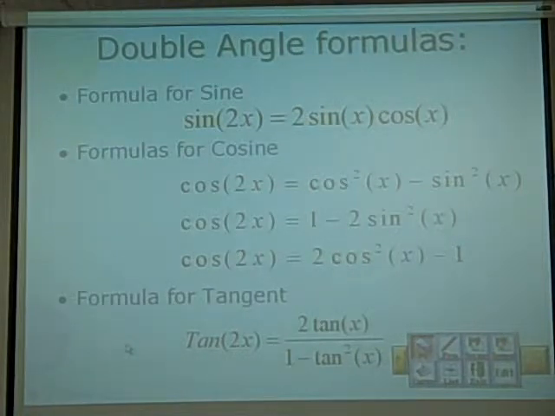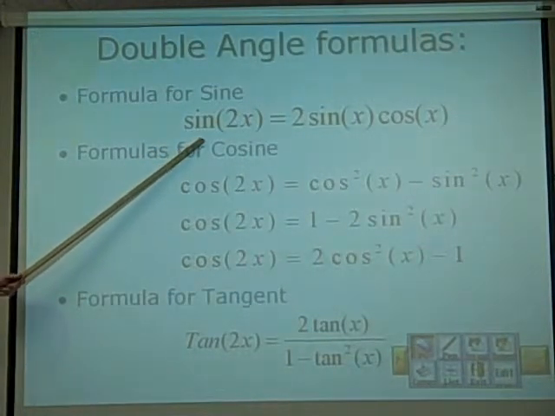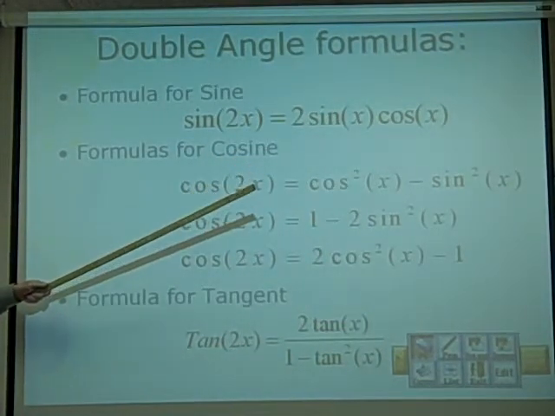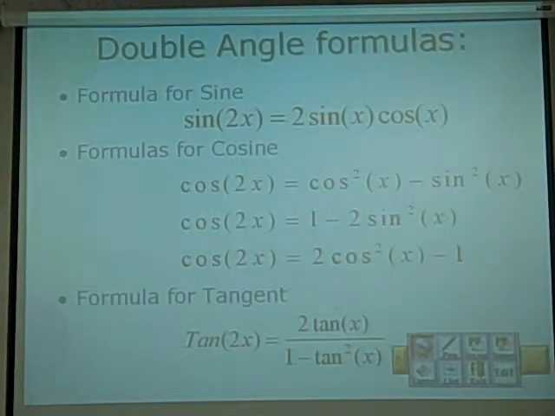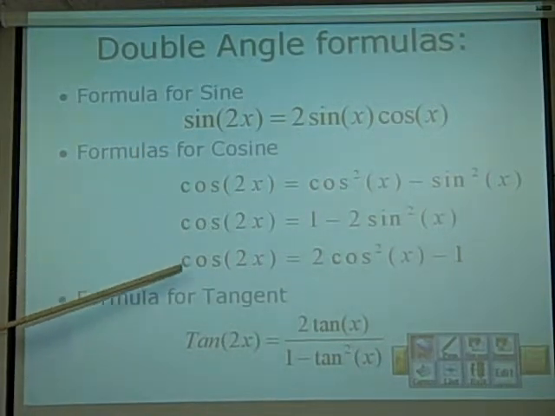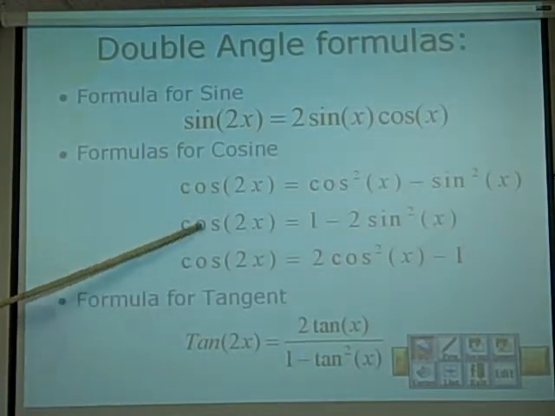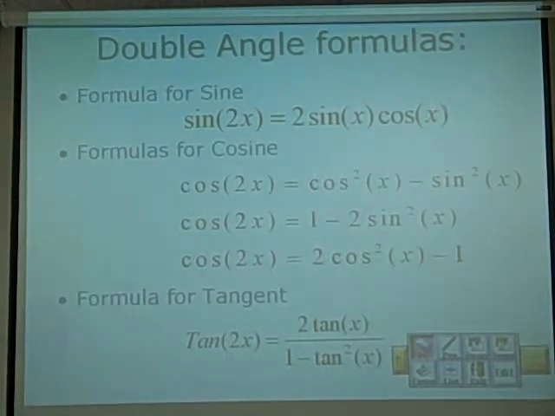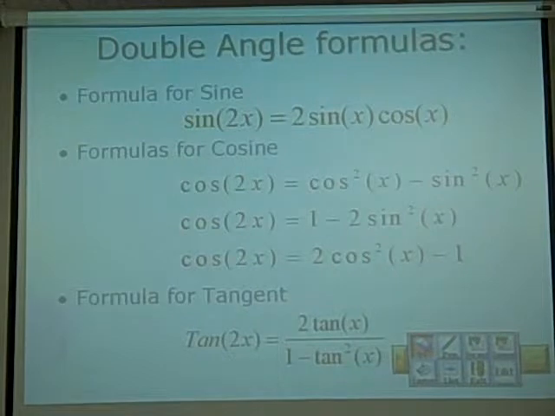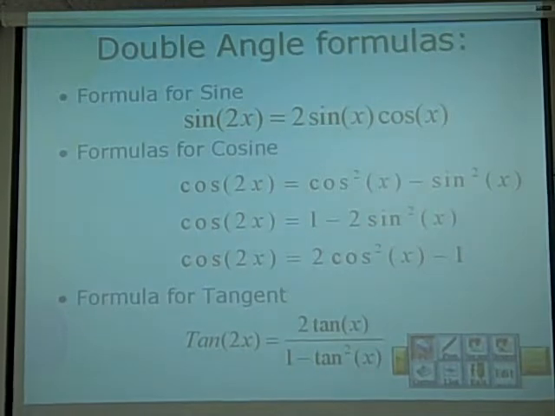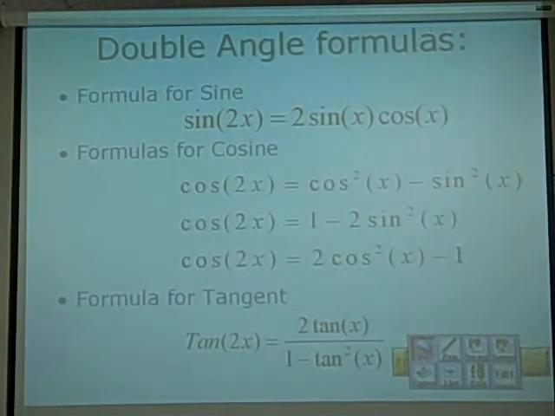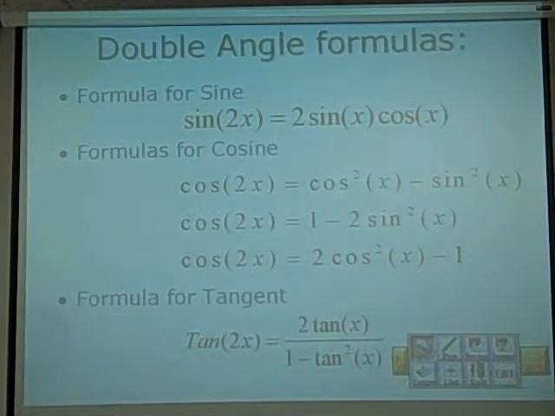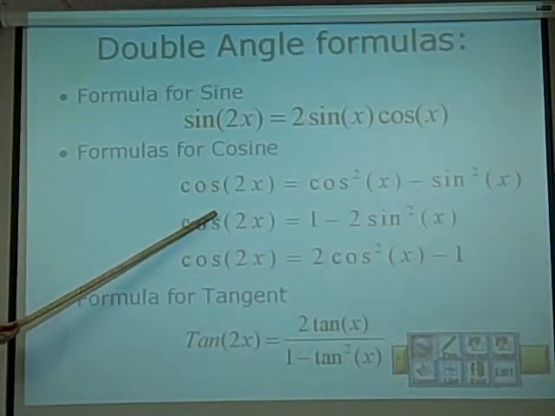Okay, so here for the formula for sine, sine 2x is equal to 2 sine x times cosine x. So sine only has one formula, but cosine has 3 different formulas that you can choose from. So cosine is a little bit more diverse. And most of the times you can use any one of the 3 and still get the same answer. So you can choose whichever one is a little bit easier for you to use, and just go with that.